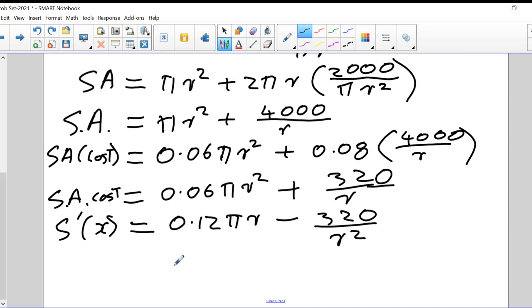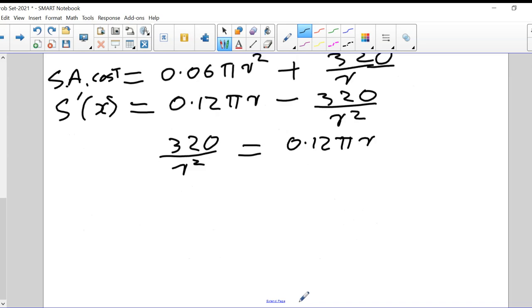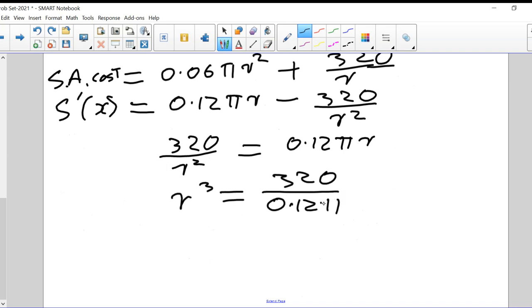So it really means that 320 over r squared is equal to 0.12 pi r. And therefore, if I just did the math on that, I'm going to say that r cubed is equal to 320 divided by 0.12 pi. All right, I think I got the math right on that. So that's the part where I need you to jump in and tell me what that works out to be.